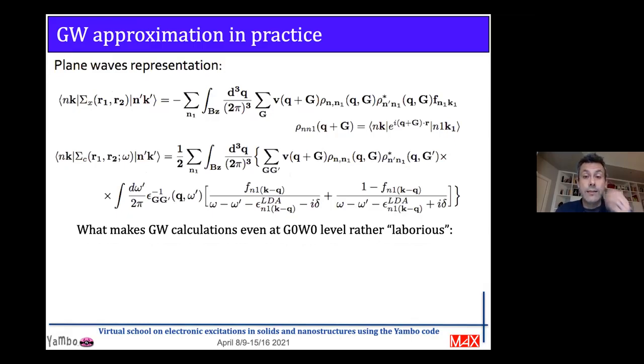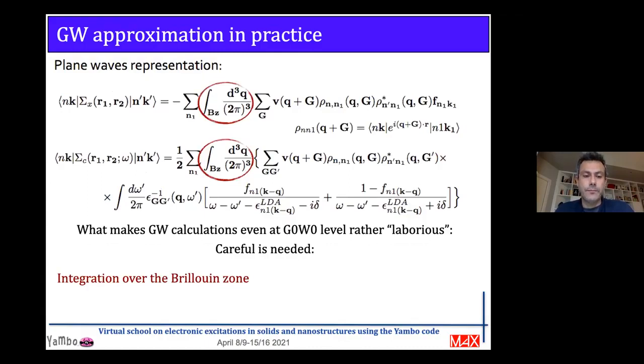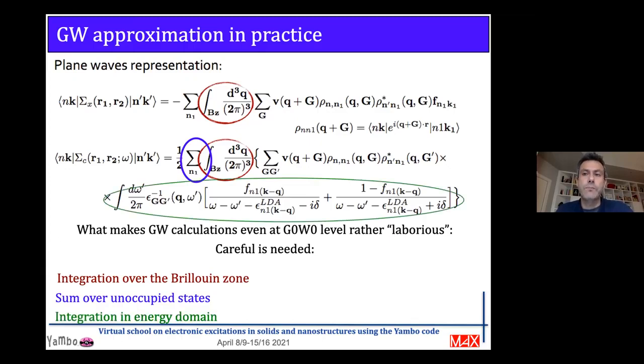Here, don't be scared, it's just writing the two components of the self-energy in a plane wave basis set. We start to see that in order to compute this quantity, we need to do an integration over the Brillouin zone, so k-point sampling convergence. We have a sum over states, a sum over unoccupied states, and the most painful part, an integration in the energy domain.